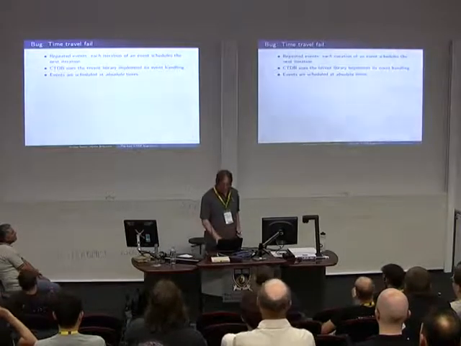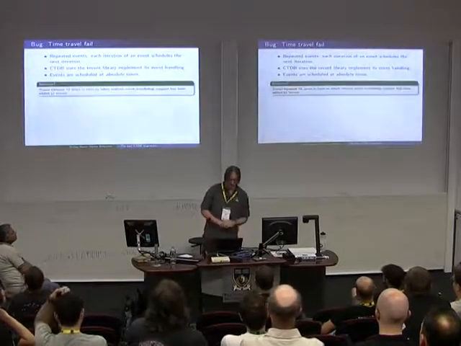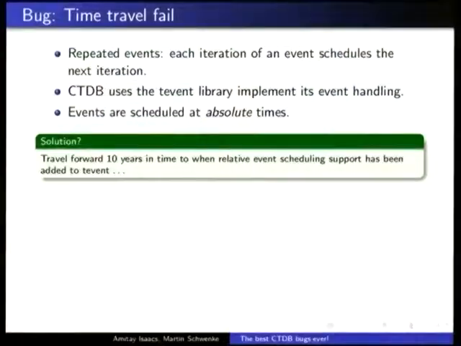The fix is actually really, really simple. You travel forward 10 years in time, and by that time, relative event handling will have been implemented in tevent, and all of our problems will be solved. Yes, that was discussed, and again, bigger fish to fry, because they're testing NTP robustness here, and it's not a very good test. So we just said test bad.